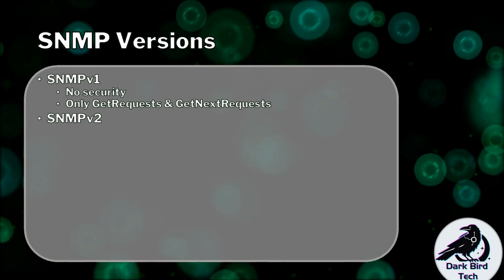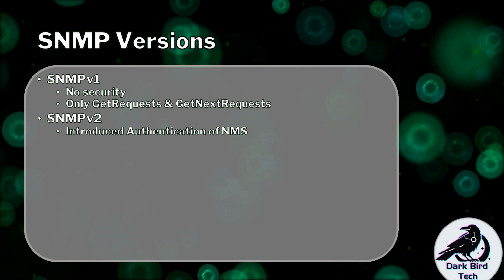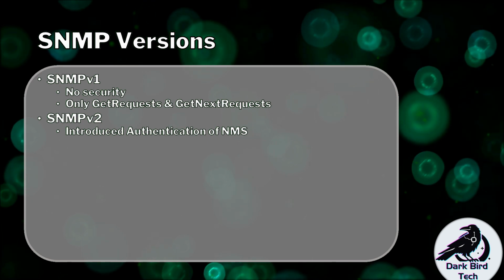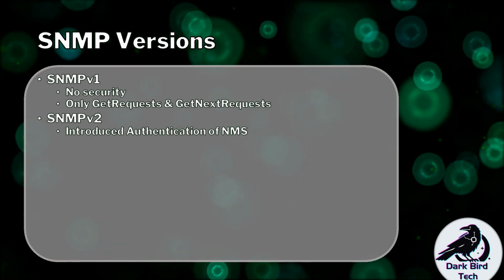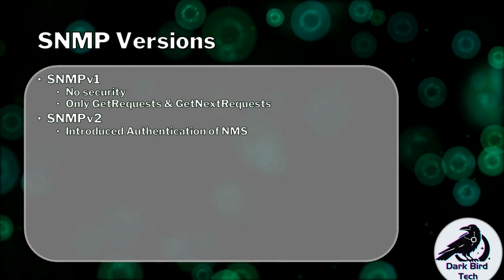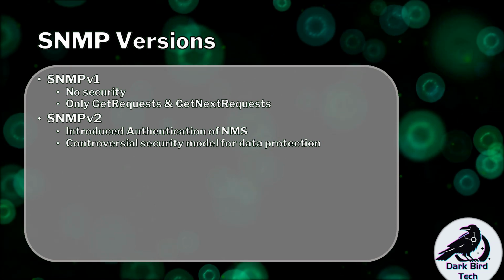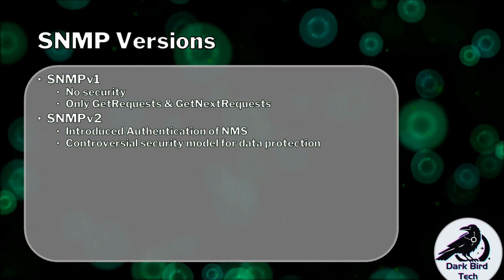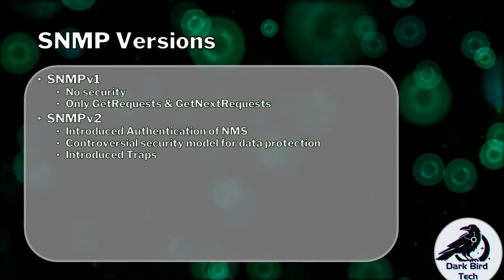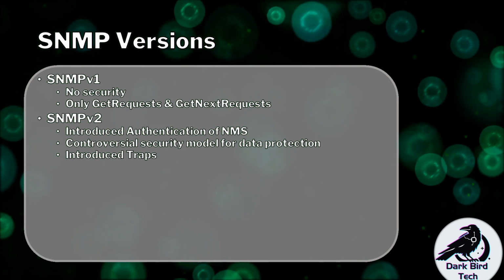SNMP v2 sort of tried to fix this by introducing authentication of the NMS, where the agent will validate: am I talking to the legitimate network monitoring system, or am I talking to a hacker trying to trick me into believing they are my network management system? But it used a couple of other things for encryption that was considered controversial by a lot of people. So the data protection solutions weren't the greatest. But v2 did introduce the trap messaging as well.